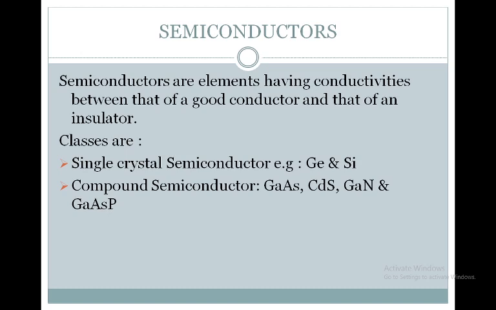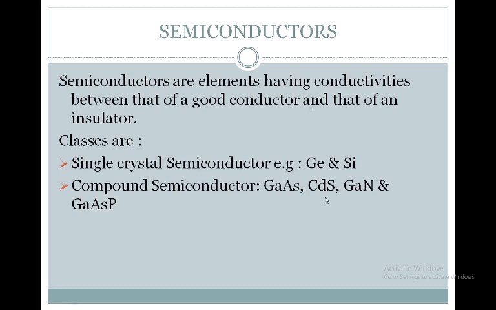So these materials are either single crystal semiconductors, that is, you have just an element in a crystal. For example, you have germanium and you have silicon. Or you could have it in compound, where you have more than one element forming a compound. Remember the definition of a compound: you have more than one element chemically combined together.